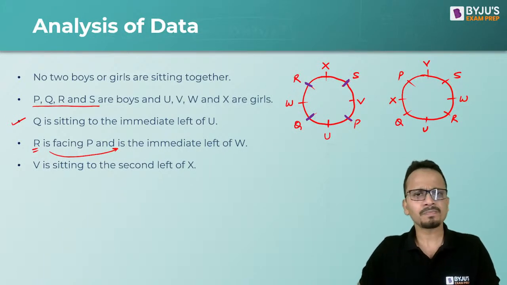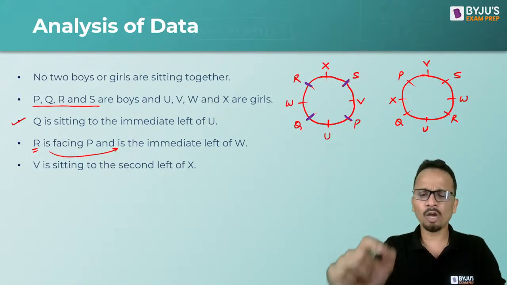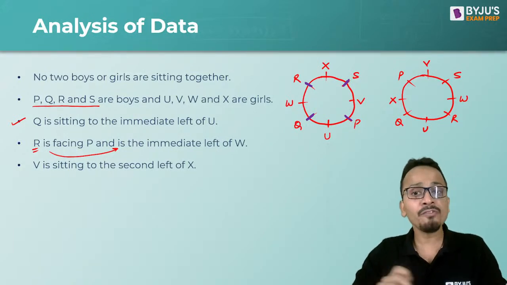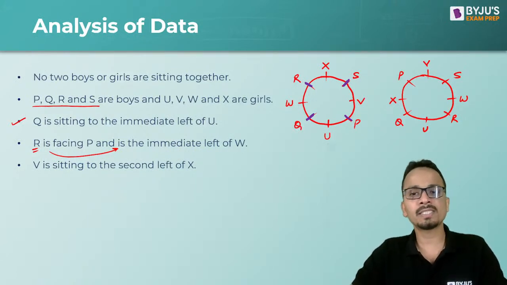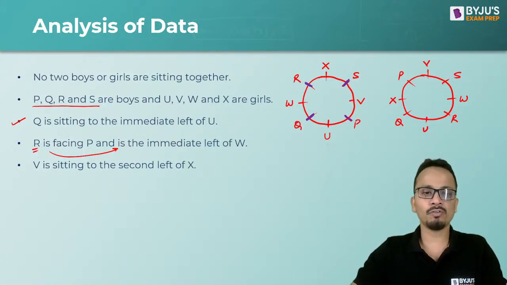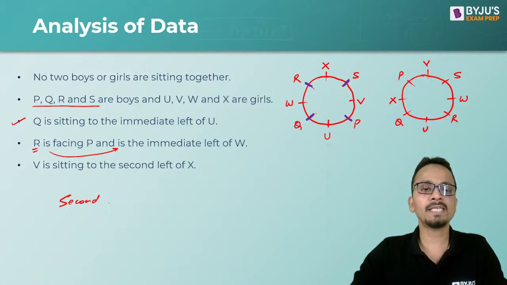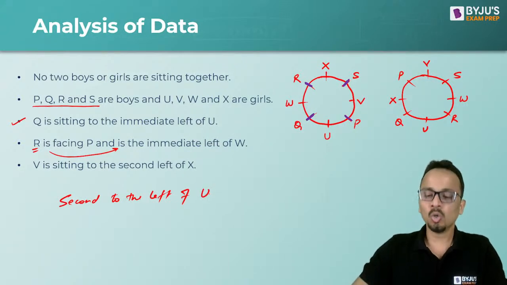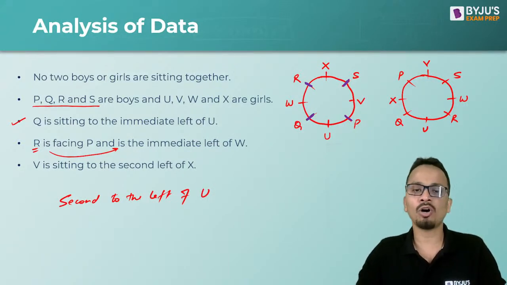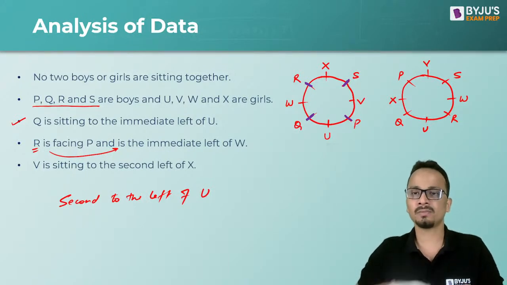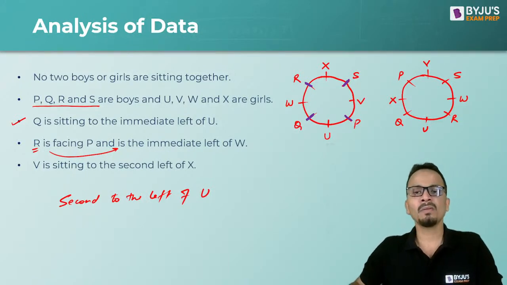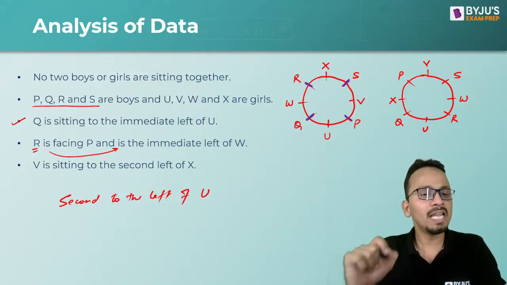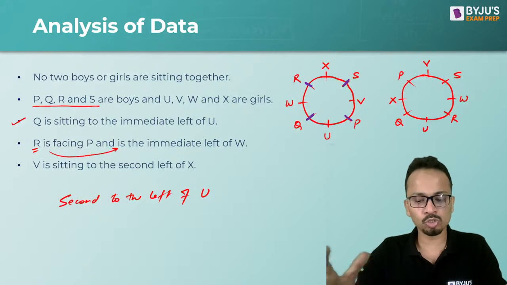Okay, now after this there may be different types of questions that may be asked to you. So let's say on the basis of this arrangement, if I ask you who is sitting second to the left of U, who is sitting second to the left of U, what will be your answer? Who is sitting second to the left of U? Come on, post your answer, all of you.